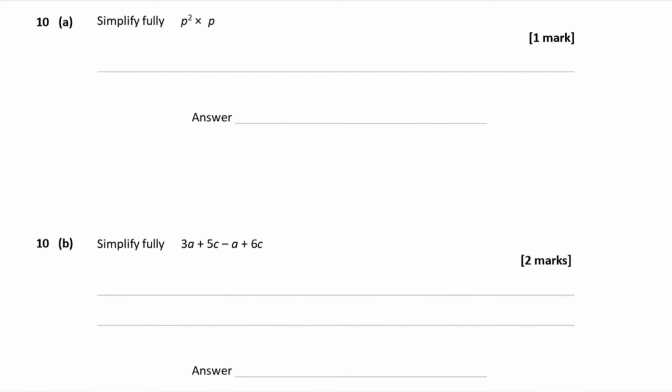10a, simplify fully. P squared times p. Well, p squared is p times p, isn't it? So I've got p times p there, and I'm timesing it by another p. So I've got p times p times p, so that's p cubed.